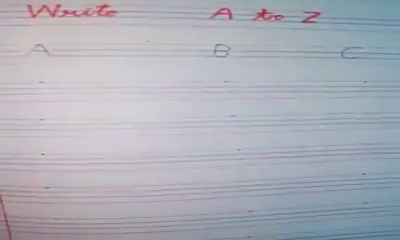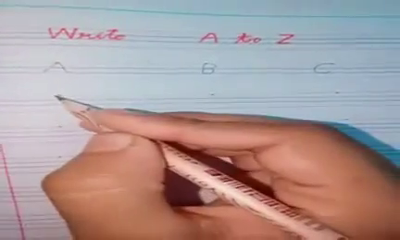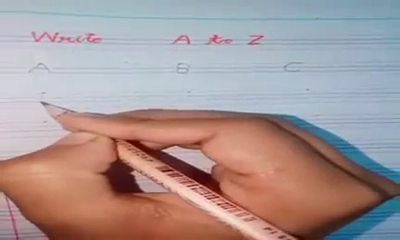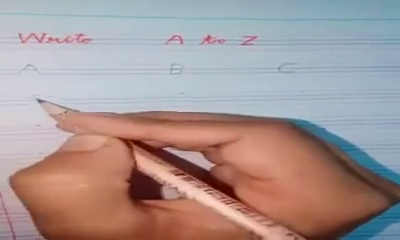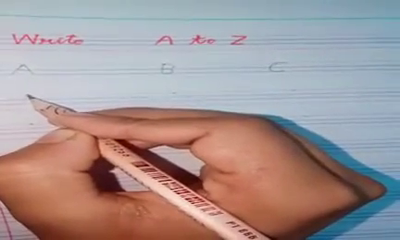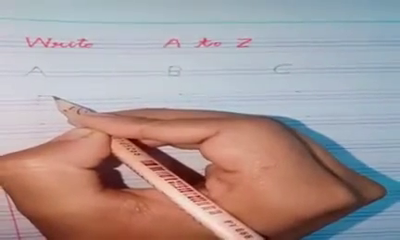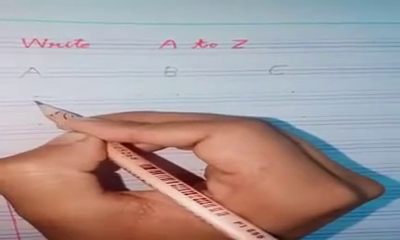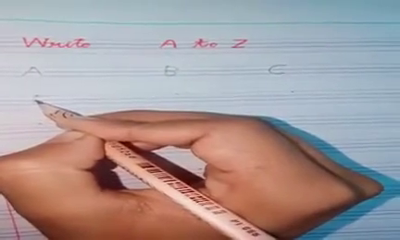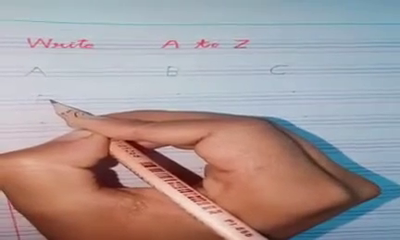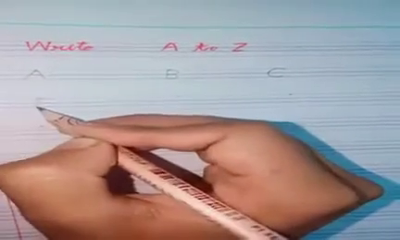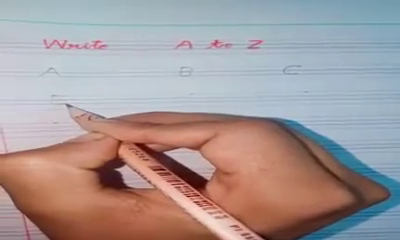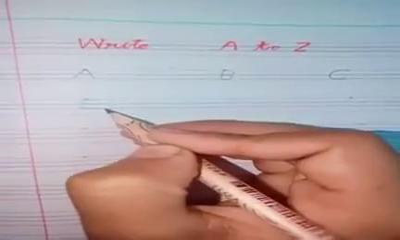D after E. Capital E. Start from the top. Draw a standing line like this. Draw one more sleeping line to the right. Go to the middle and draw another line like this. Draw one more line in the same way. This is capital E.